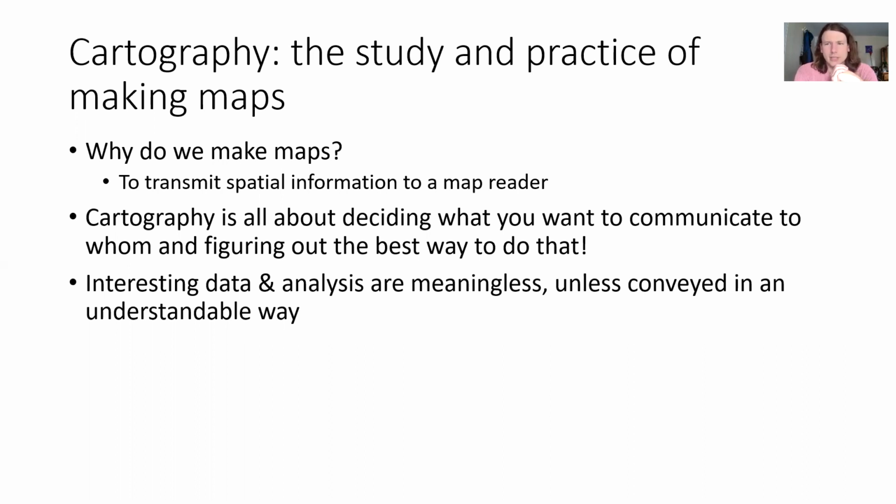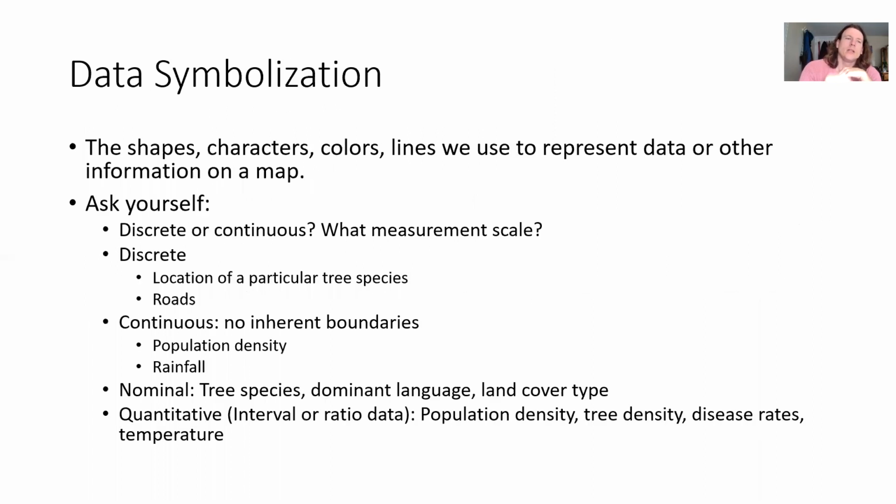You can have the most interesting data analysis ever, but it's meaningless unless you can convey your results in an understandable and accessible way to your intended audience. I want to talk a bit about data symbolization, the shapes, characters, colors, lines that we use to represent our data and inform others about our maps. So some things that you need to think about when symbolizing your data are, is it discrete or continuous? And what type of measurement scale is it on?